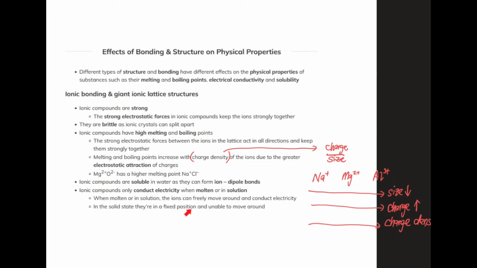Okay, so these are the physical properties. Okay? What kind of properties do you have? You have whether it can conduct electricity, whether it can dissolve in water, or whether it has a high melting point and boiling point or not. Okay, so basically these three are the physical properties.